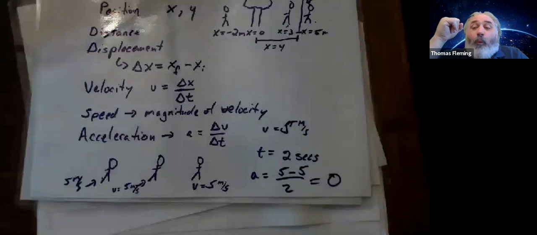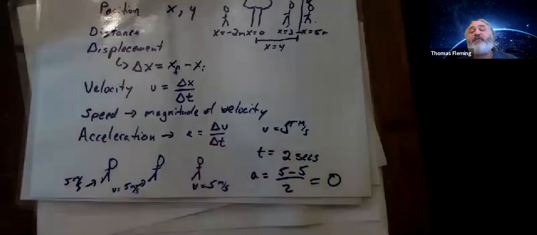If I just tell you one velocity at a time, that does not give you an acceleration, because to have an acceleration, your velocity has to change. It has to go from being 5 to being something else.